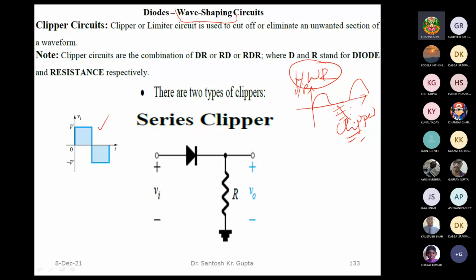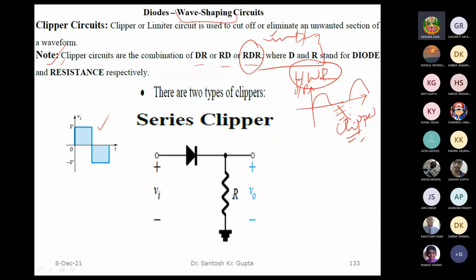Actually, for these clipper circuits, we have a note here. Clipper circuits are the combination of DR, RD, or RDR, where R stands for resistance and D stands for diode. Either we can have first diode appearing, then resistance, or first resistance appearing, then diode, or we can also have first resistance, then diode, and then again resistance. In these kinds of circuits, these components, resistance and diode, appear in series. These are called series clipper circuits.